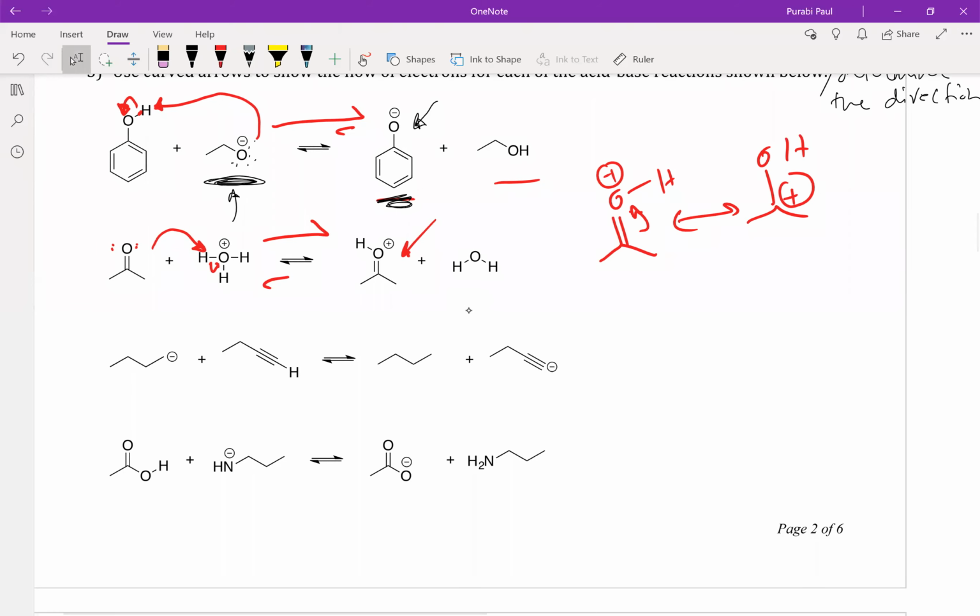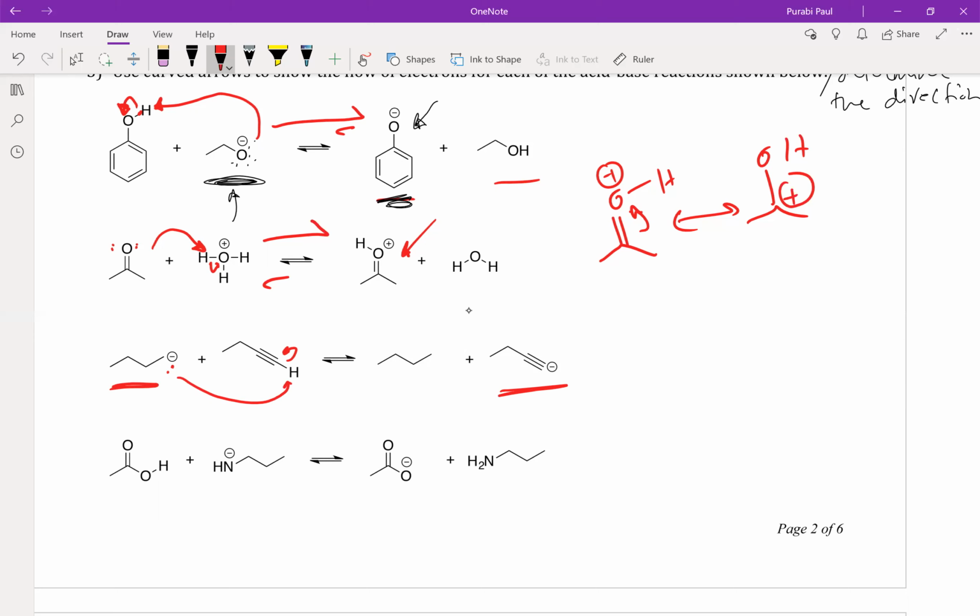How about the third one? Right. Again, this is your base because it carries the negative charge. This is your acid. Now ask yourself, which negative charge is more stable. So what's the difference between the negative charge on the left and negative charge on the right?